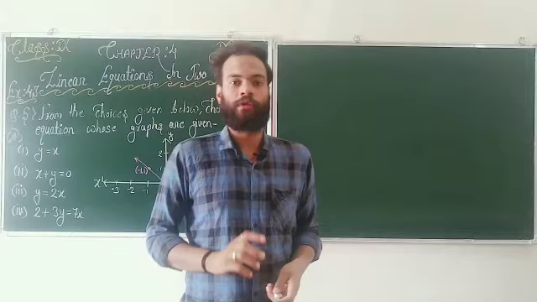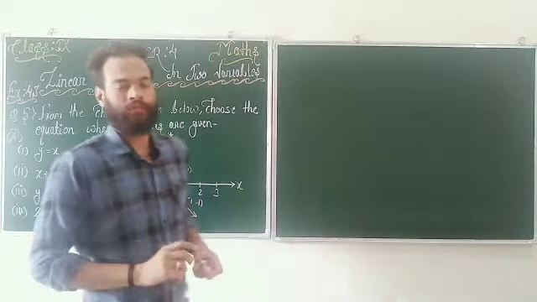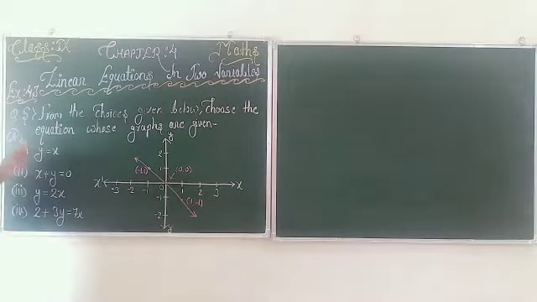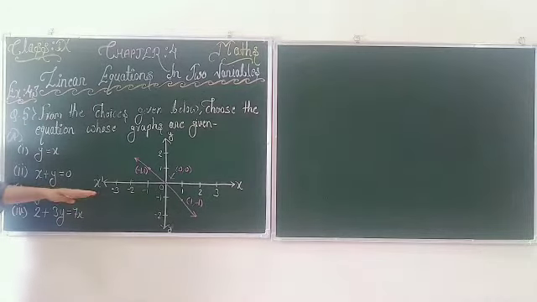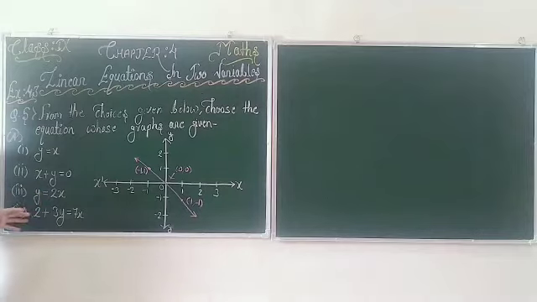Today we start from question number 5 of exercise 4.3. The question is, from the choices given below, choose the option whose graph is given. There are 4 equations and 1 graph. You find out this graph belongs to which equation out of these 4 equations.